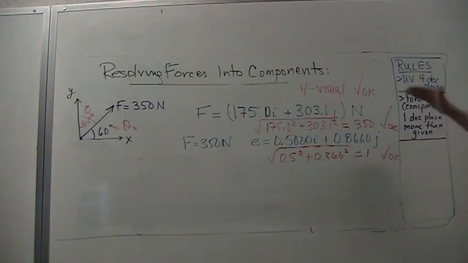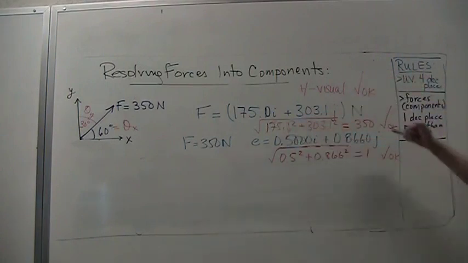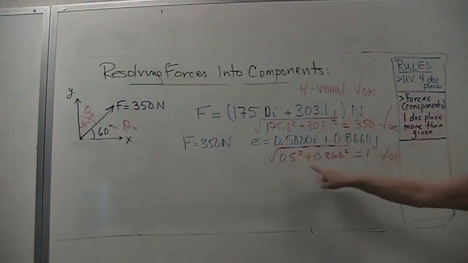So we have 3 checks here. A visual check for the positive and negatives. We got a mathematical check for the magnitude of the force. And then we did a check on our unit vector. OK, now we'll move into the next problem.